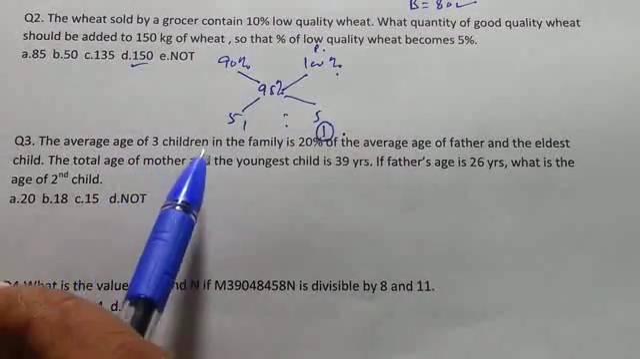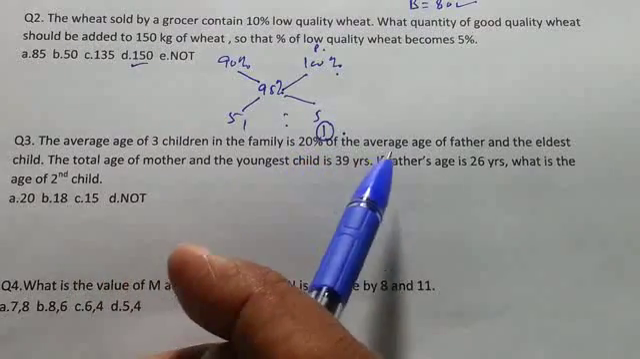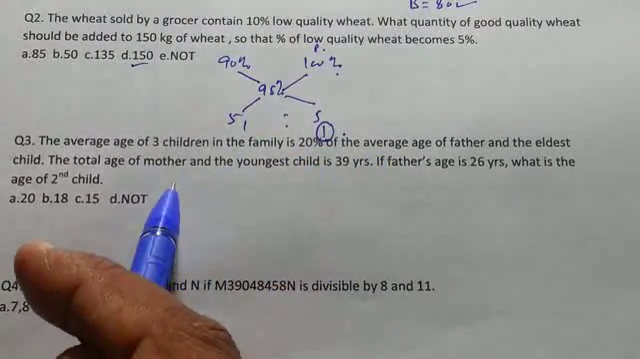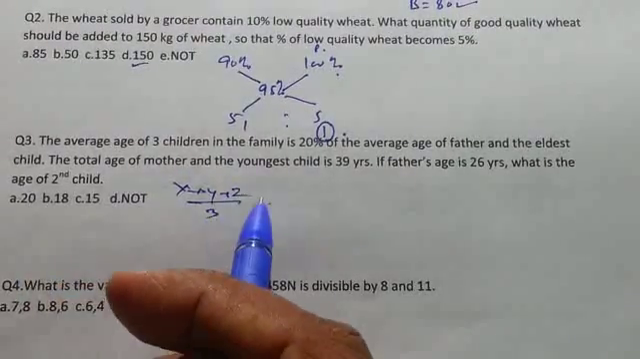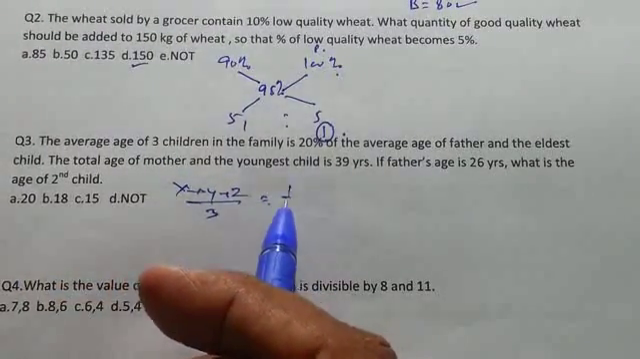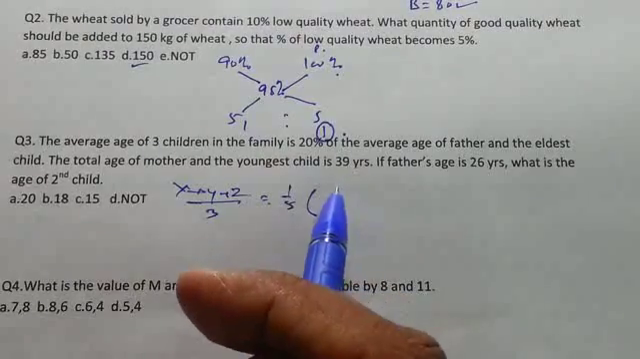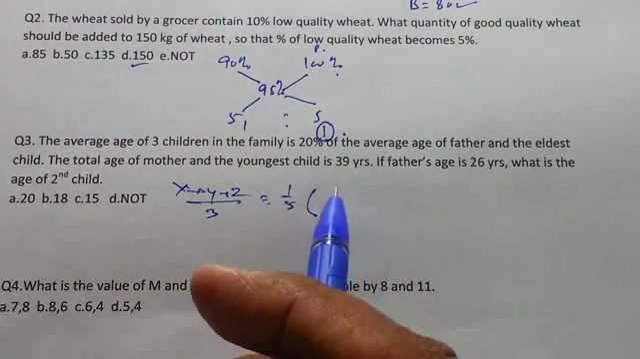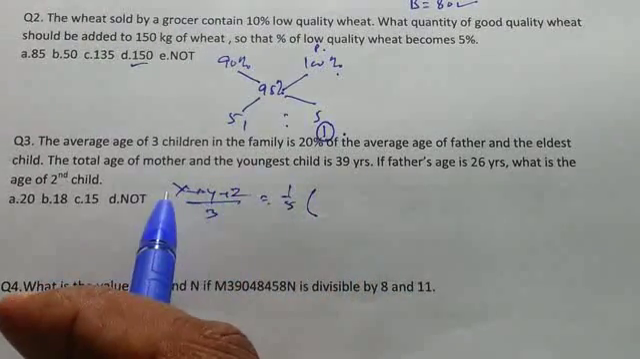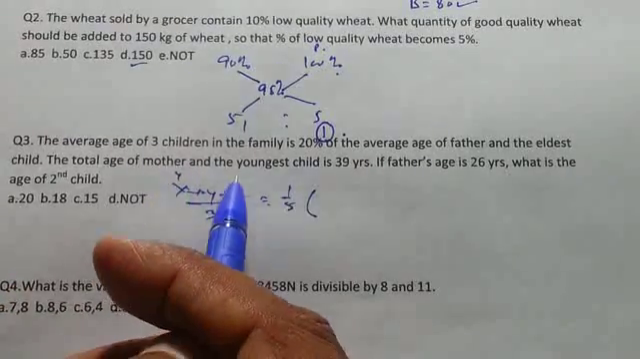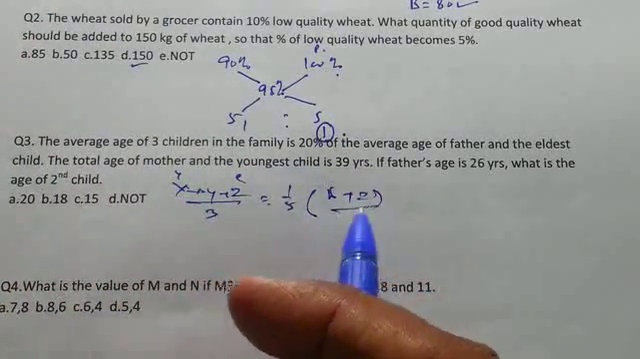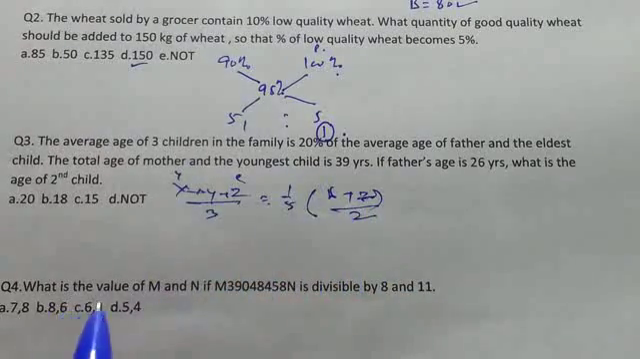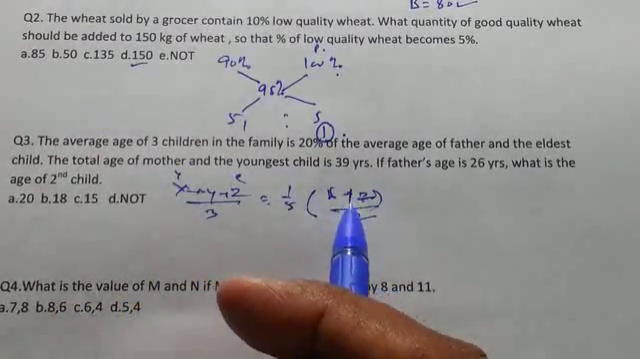The average age of 3 children in the family is 20% of the average age of the father and the eldest child. So let us say we are having 3 children, X, Y, Z. Their average age is equal to 20%, that means 1/5 of the average age of the father and the eldest child. So who is the eldest child? Let us say the youngest is this one and this is the eldest child. So that means father plus Z upon 2 is the average, correct?